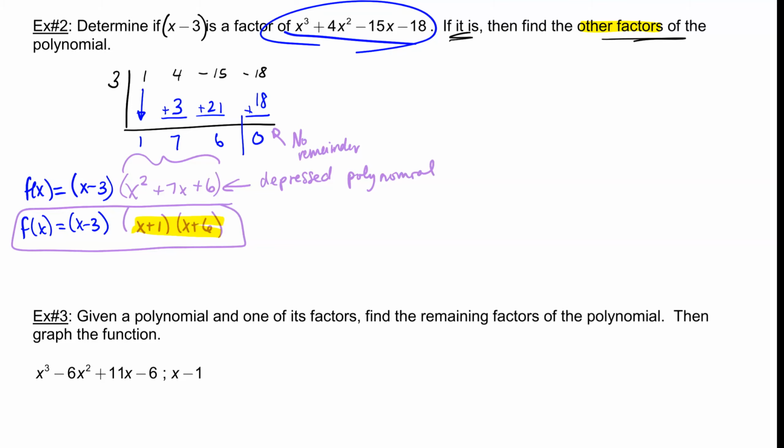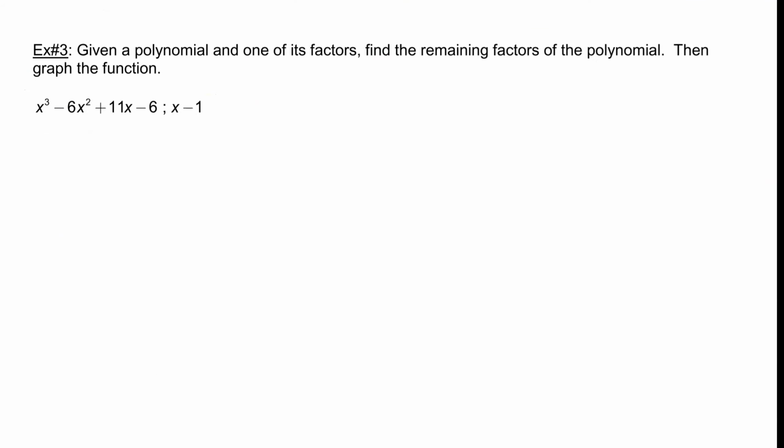Coolio. We have one more problem? Beautiful, and then we'll go over some of the practice like I wanted to yesterday. How do we feel about this so far? Is this okay? All right, solid. This is about the level of what I want. Given a polynomial and one of its factors, find the remaining factors of the polynomial, then graph the function. Okay, you know what? We're not going to graph, we don't need to do that. Cutting stuff out for you.